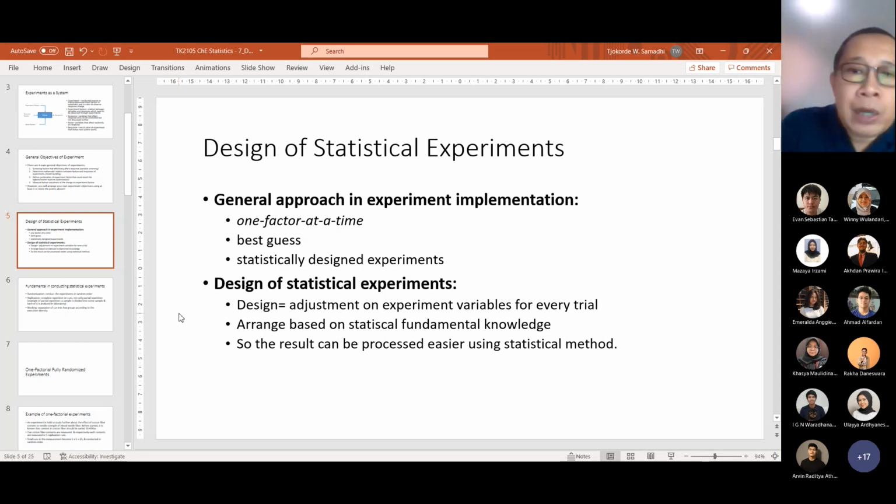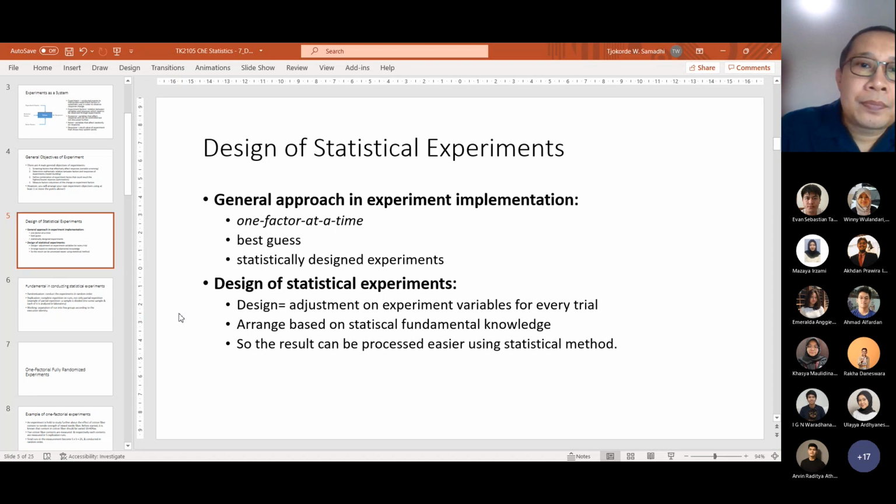So run number 1, what is the setting of variable number 1? What is the setting of variable number 2, and so on. Run number 2, again, what is the setting of variable number 1, variable number 2, and so on. So how we organize the values of experimental factors from run to run, that's called experimental design. So that's different from experimental procedure.